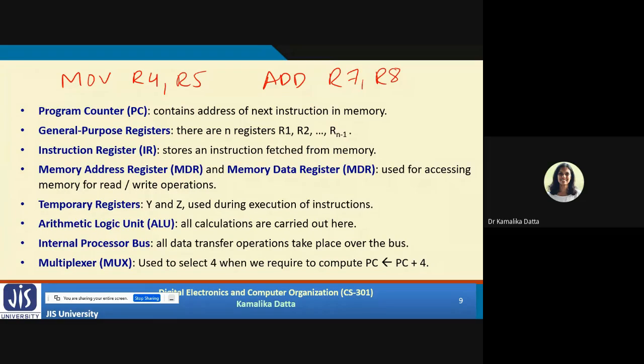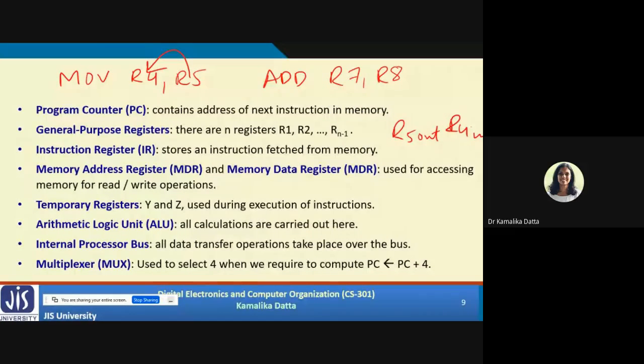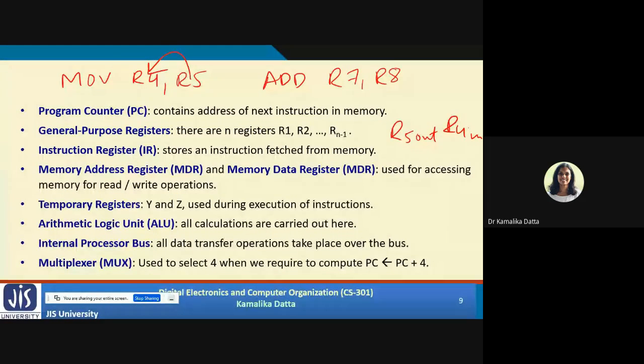Anybody, for the first instruction, can you quickly tell me what will be the result? R5 out, R4 in. So the data from R5 will move to R4. Shobhik, are you there? Yes, ma'am. Is it clear? It will be R5 out, R4 in.